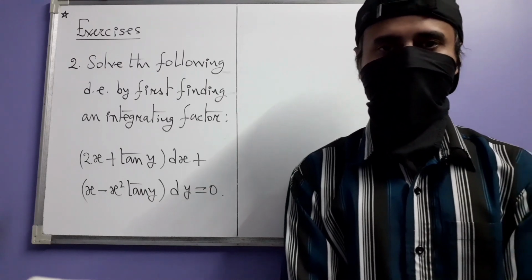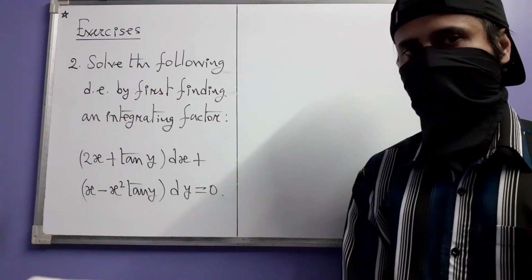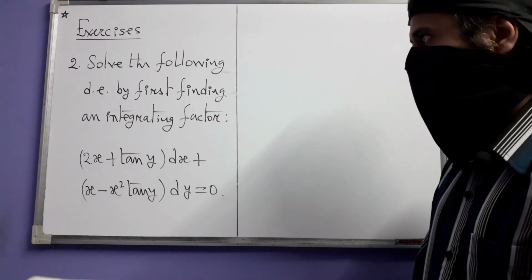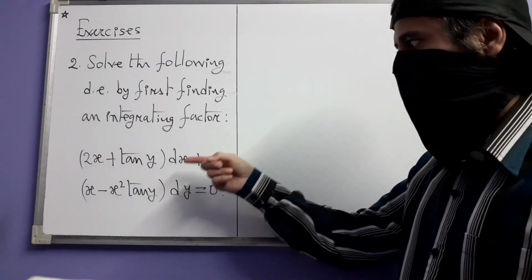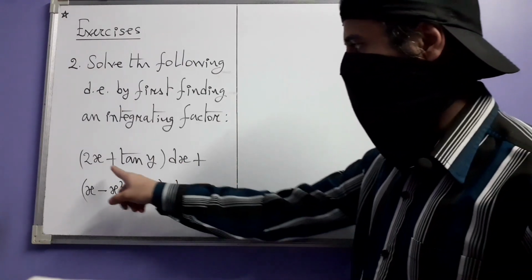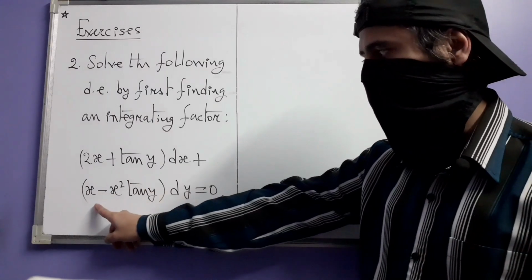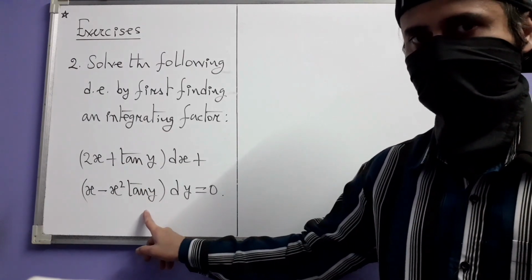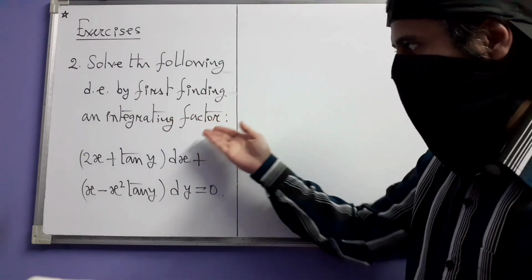Let's now solve some exercises and then we can move on to the next chapter in the next week. So let's start with this second one, where we have to solve the following differential equation, (2x + tan y) dx + (x - x² tan y) dy = 0, by first finding an integrating factor.